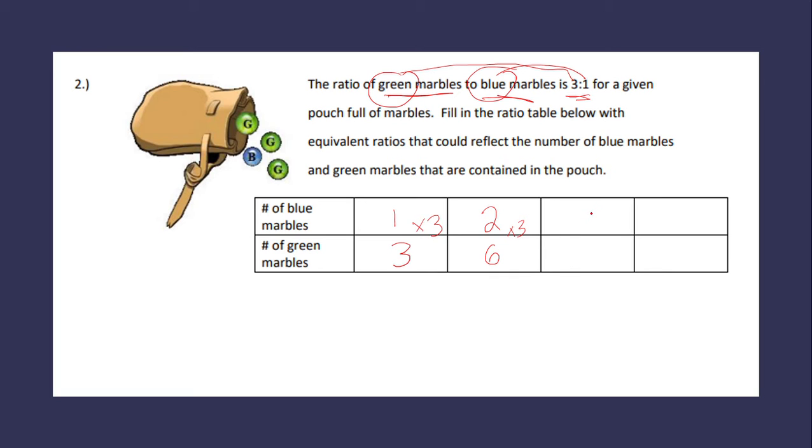And if we had 5, how many green marbles would we have? That's right, we would have 15, because 5 times 3 is 15. So if I had 8 blue marbles, then that means that we would have 24 green marbles. And that is how you fill out a ratio table. So now if you look at the remaining problems that you have in your notes, go ahead and try to do those on your own.